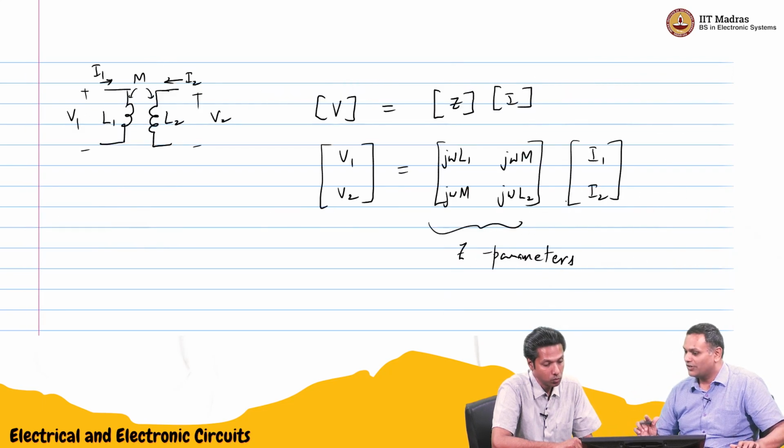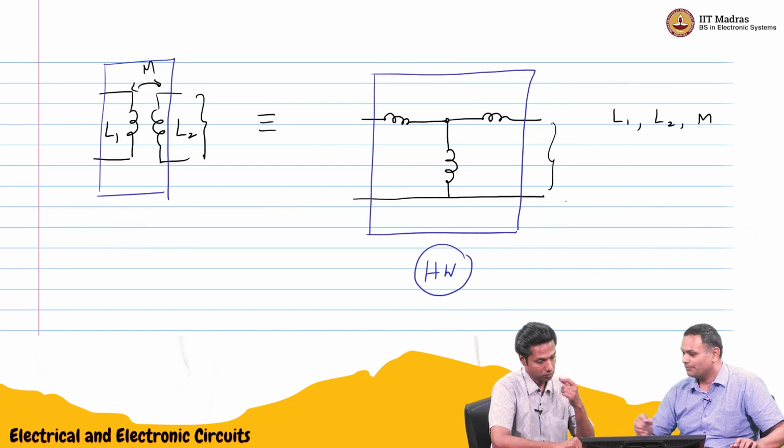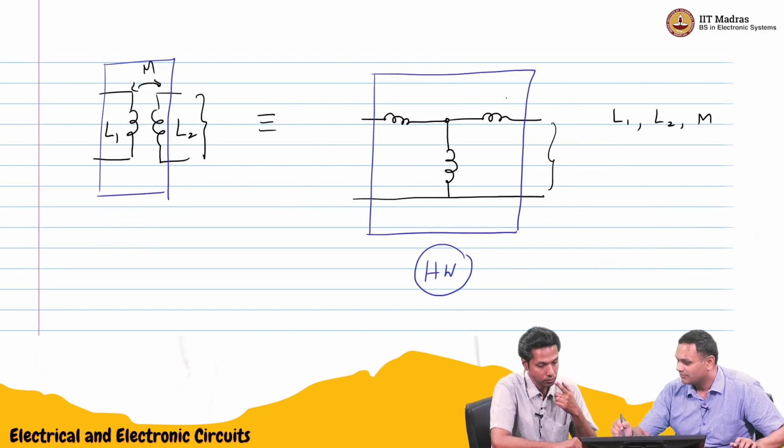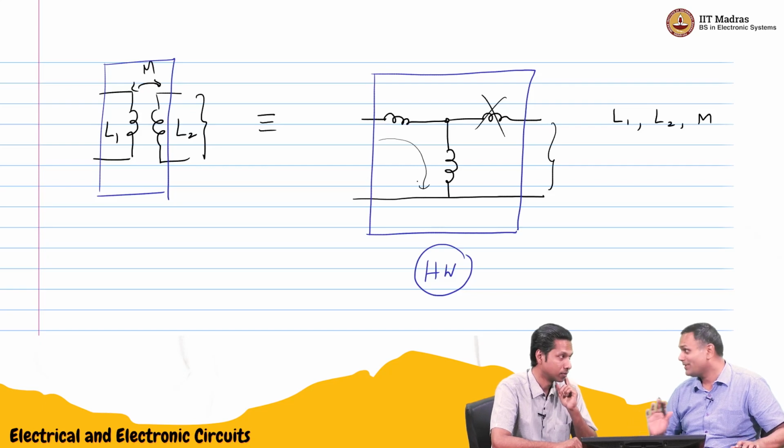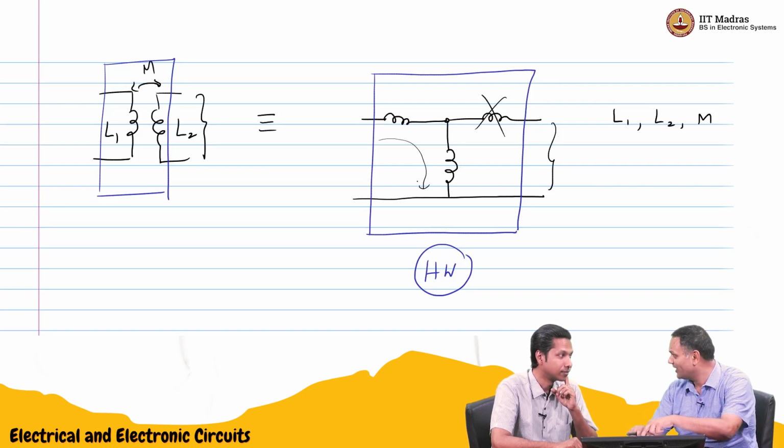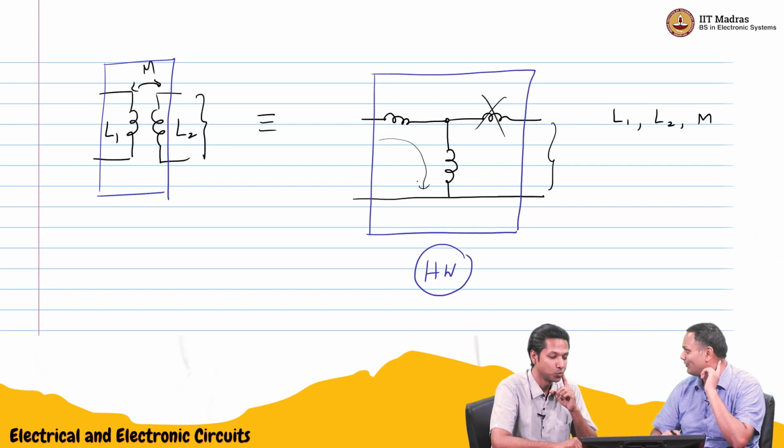So if I look at this T network, I am leaving this open circuit. There is no current through this. So if I add these two inductances, it should give me L1. Whatever these two are, if I add them, it should give me L1. That's a very good hint.